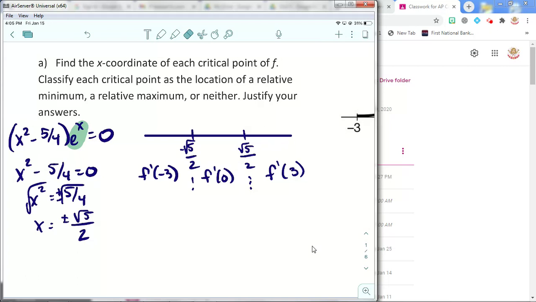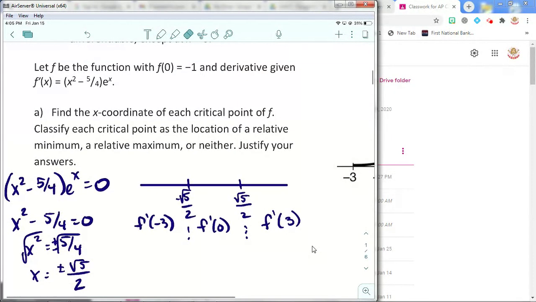Okay, and then when we plug in, we are going to plug in to this equation. If we put in -3, squared is 9, and then 9 minus 5/4 is going to be positive, and e to the -3, e to the anything is positive. So what's inside the parentheses is positive. Then if I put in 0, 0 squared is 0, 0 minus 5/4 is going to be a negative. e to the 0 is 1, so a negative times 1 is a negative. And the 3 is going to end up exactly like negative 3 was because we're just squaring it. And then e to the third is definitely positive, so it's a positive times a positive, which is positive.